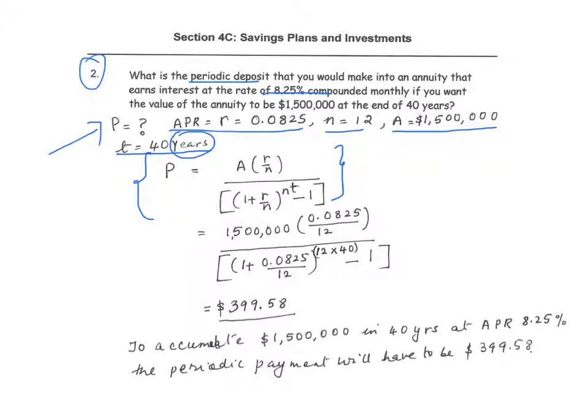In this case, we need to figure out the periodic payment given the accumulated amount. So we use the formula for P. P is equal to our goal, which is the accumulated amount, times the interest rate, APR, divided by the number of payments in the year, which is 12. And in the denominator, we plug in all the numbers, R, N, and T.